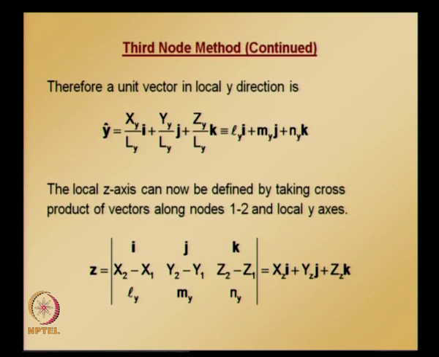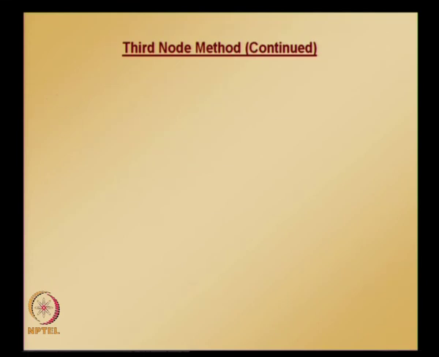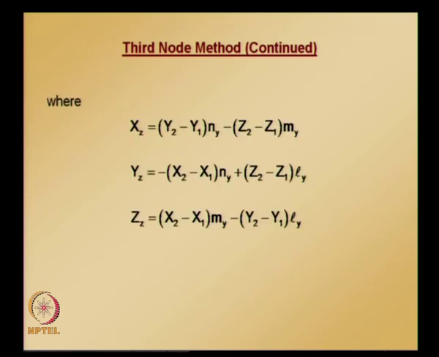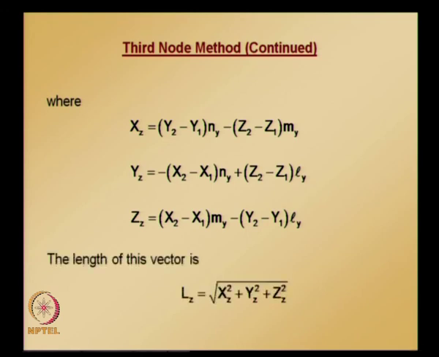The vector along the local z axis can now be defined by taking the cross product of the vectors along local x axis and local y axis, and once that cross product is performed, we are going to get a vector, and it is compactly written as xz, yz and zz. The meaning of these are given here, and the magnitude of this vector which is along the local z axis is given by the square root of xz square plus yz square plus zz square. So, that is going to be the length of this vector.